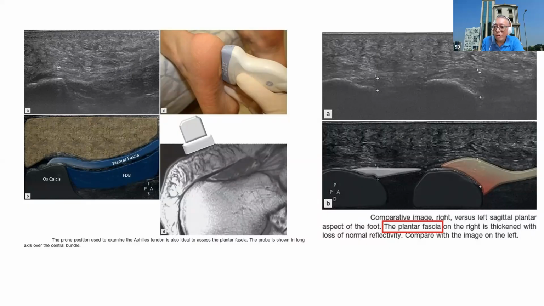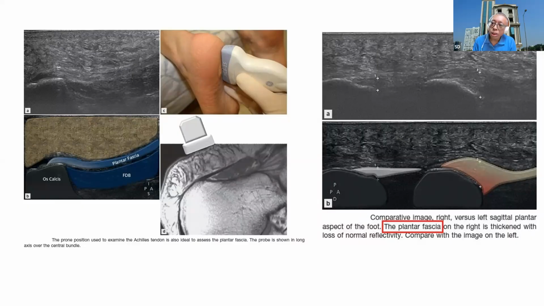Okay, so always look for Baxter's nerve and practice how to locate it while you are examining the plantar fascia. Sometimes a patient can come with pain typical of plantar fasciitis, but the plantar fascia can be normal. Both the thickness and the reflectivity can be normal, and in those conditions you have to go to Baxter's nerve and scan it.